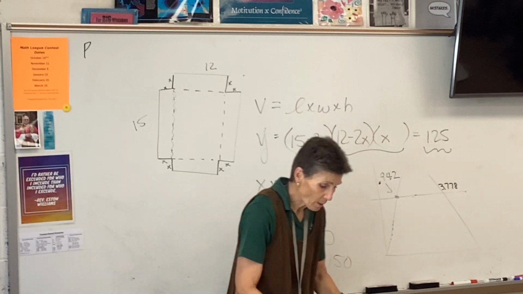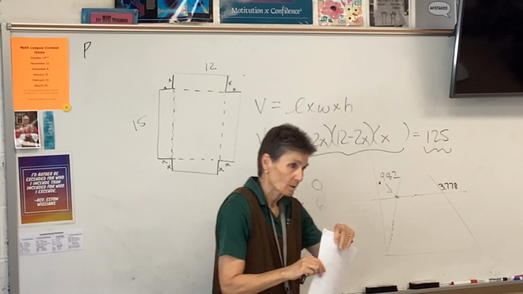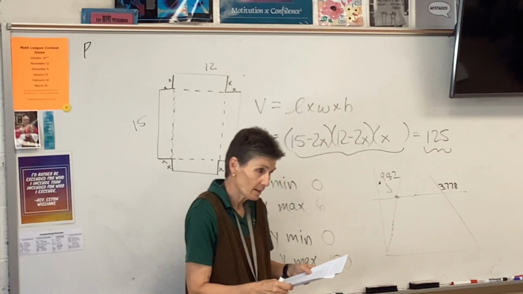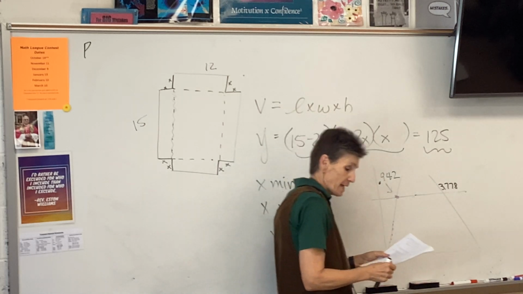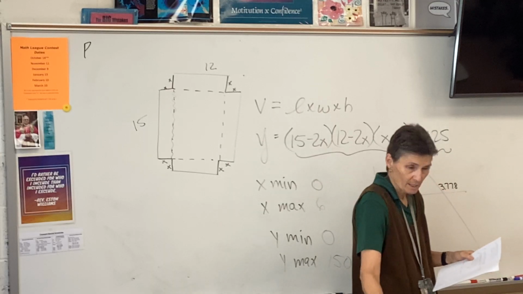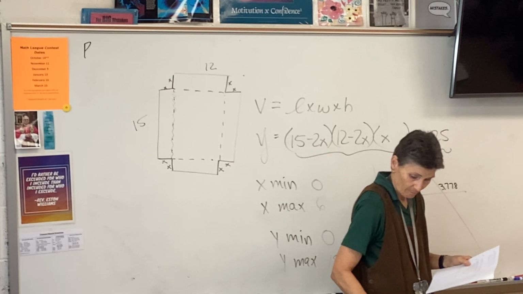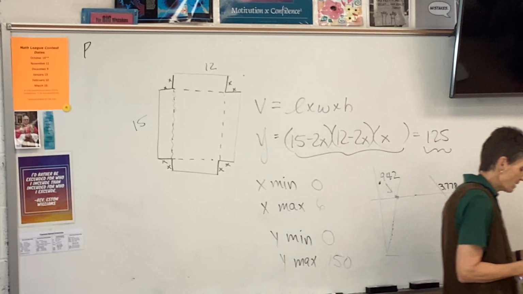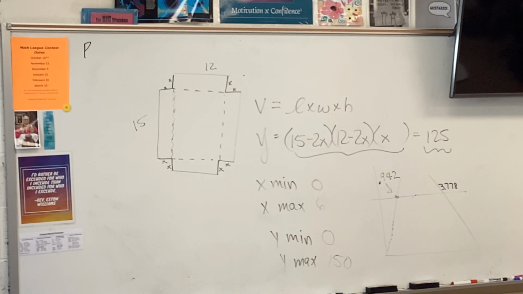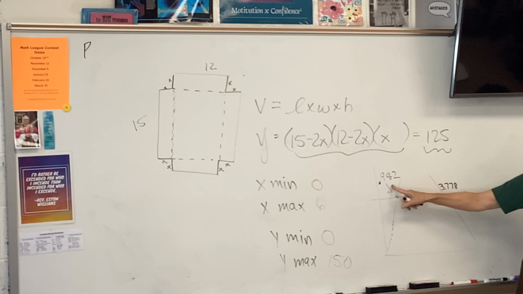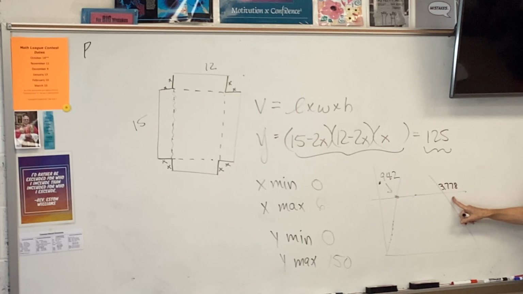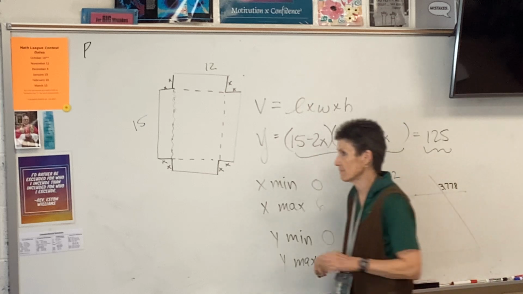So the answer to question number 1, written in your notes, last page. The answer to question number 1, what size corner should we cut? Well, either cut 0.942 or 3.778 inches. Easy enough. What size corner should we cut to yield a box with a volume more than 125?